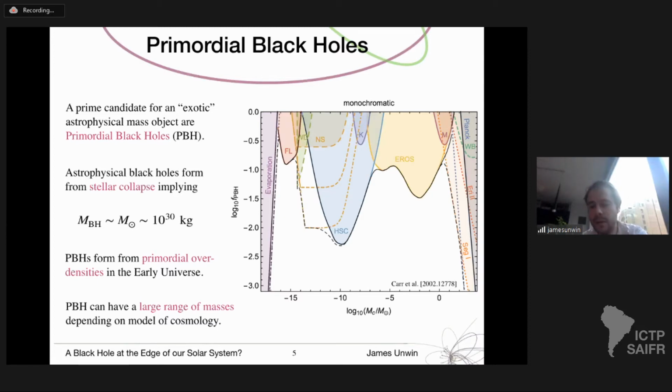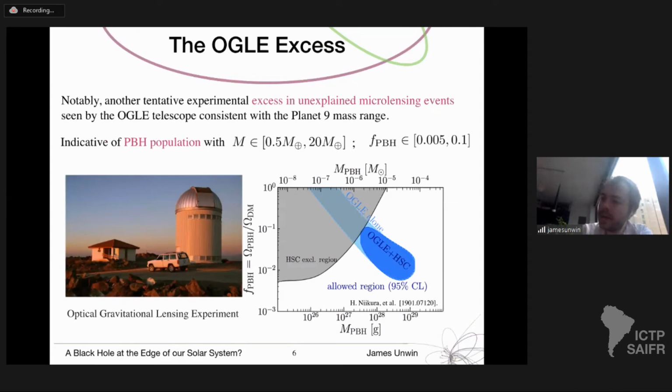And initially you feel like you have a lot of freedom, but there's an interesting second link you can then draw, which is to recent observations of the so-called OGLE telescope. It just so happens that the OGLE telescope has been looking for populations of primordial black holes, and a reanalysis of their data came up with a tentative excess indicative of a population of primordial black holes with a mass between about 0.5 Earth masses to 20 Earth masses and occupying a fraction of the dark matter relative density of about 1% to 10%.